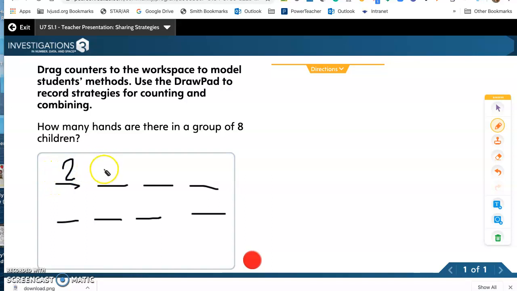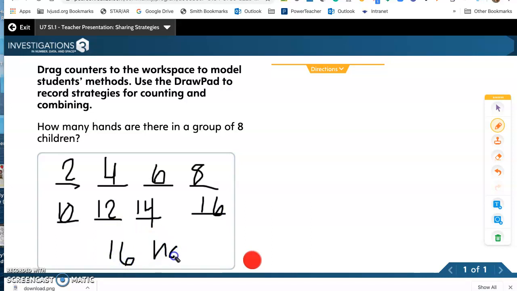2, 4, 6, 8, 10, 12, 14, 16. A group of 8 people has 16 hands. Counting by twos is another way to solve this problem. Can you think of another way? Give it a try and show me how you would solve this problem in your own math book.